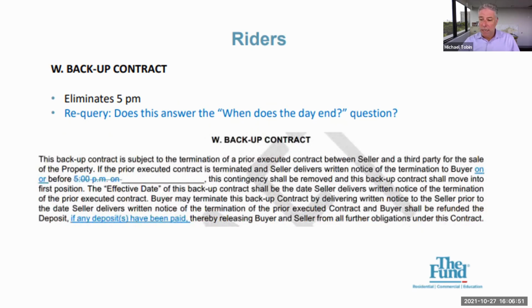Backup contracts. Not much has changed on this, but if the first contract is terminated and the seller gives written notice of the termination of the first contract to the buyer on or before a date, and the 5 p.m. time has been taken out, so does it answer the question of when the day ends? Maybe. It makes it more likely it's the end of the day. But if they give the notice by that date, then they can get out, so there's very little change from what it was. Next.